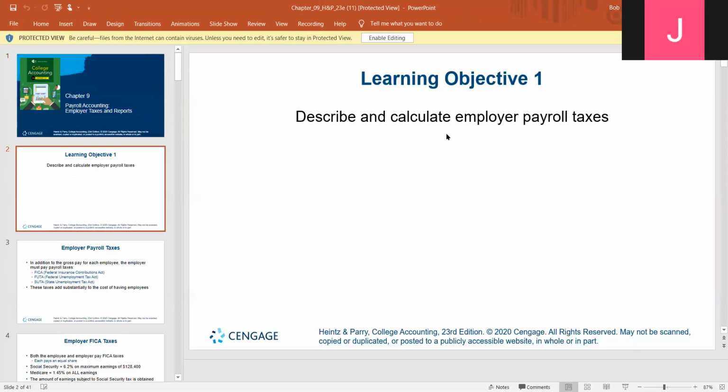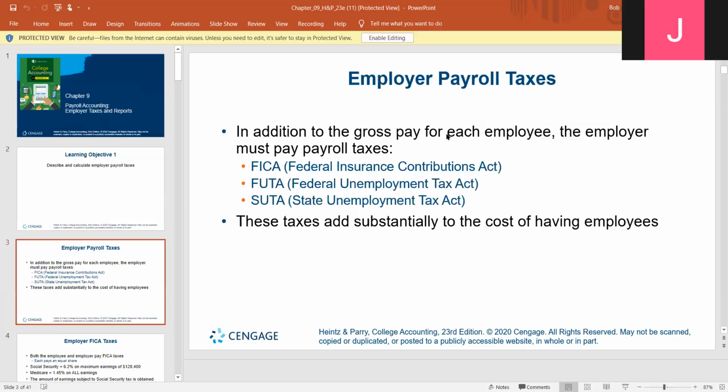Describe and calculate employer payroll taxes. In addition to the gross pay, the employer must pay payroll taxes. They pay the following, class. They pay both parts of FICA, which are the pension part, Social Security and Medicare. They also pay FUTA and SUTA, federal unemployment taxes and state unemployment taxes. So let's see if we can get this clear in our head as we go along here.